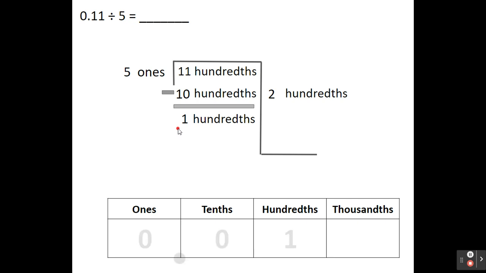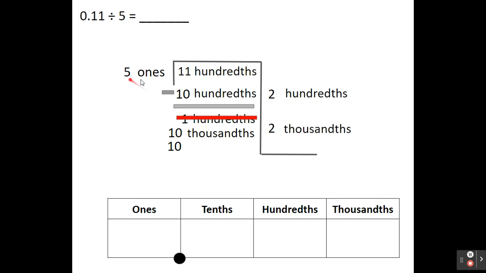So let's place 100 in our place value chart below. We can rewrite this using thousandths. Since there's nothing in the thousandths place, we can put 0 thousandths. So 100th is the same as 10 thousandths. So now we can figure out what can we multiply by 5 to get closest to 10 without going over. That would be 2 thousandths. 5 ones times 2 thousandths is 10 thousandths. Now we can subtract. 10 thousandths minus 10 thousandths is 0 thousandths.